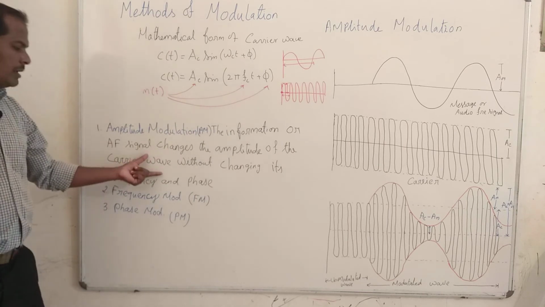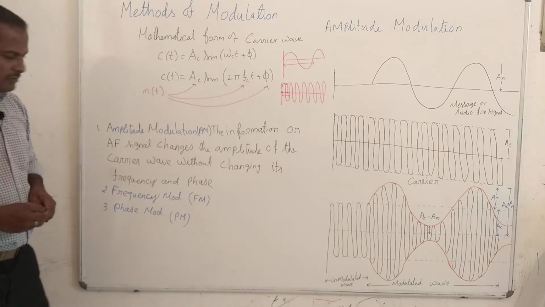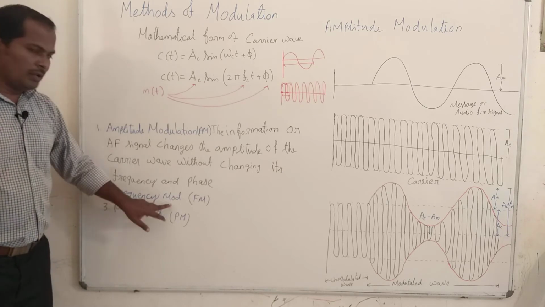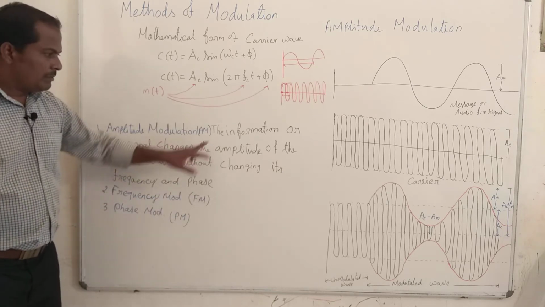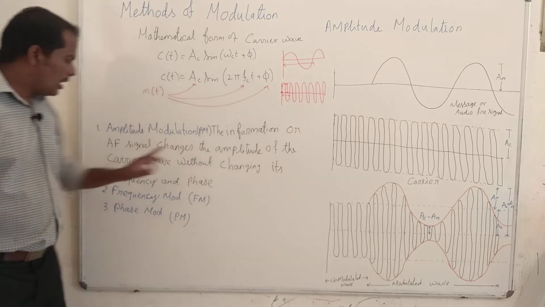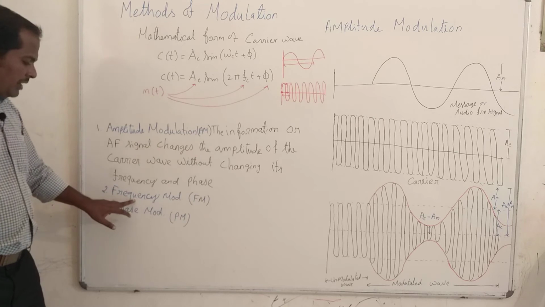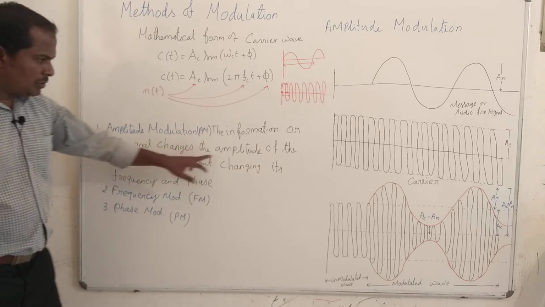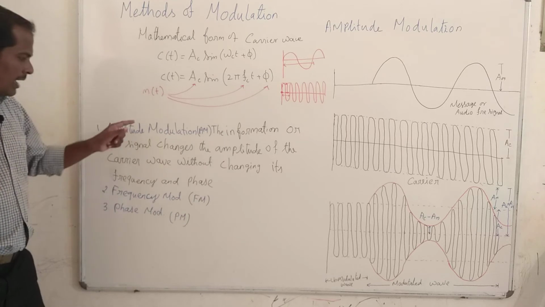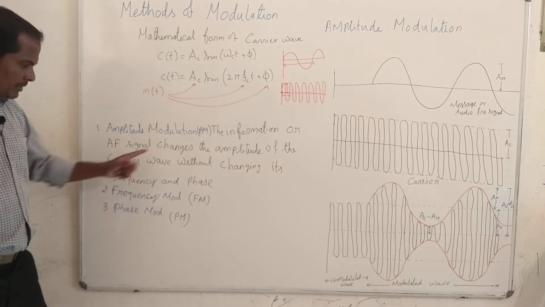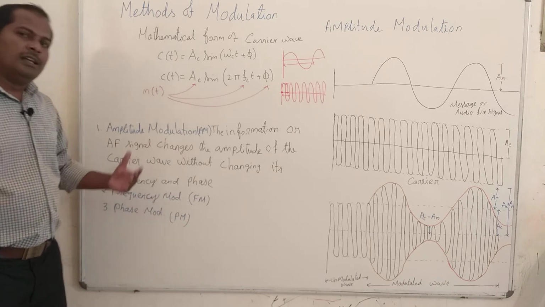So this type of modulation is called amplitude modulation. Similarly, we can give the definition for frequency modulation. That means the information or audio frequency signal changes the frequency of the carrier wave without changing its amplitude and phase. If you read just this one definition, you can write three different definitions.